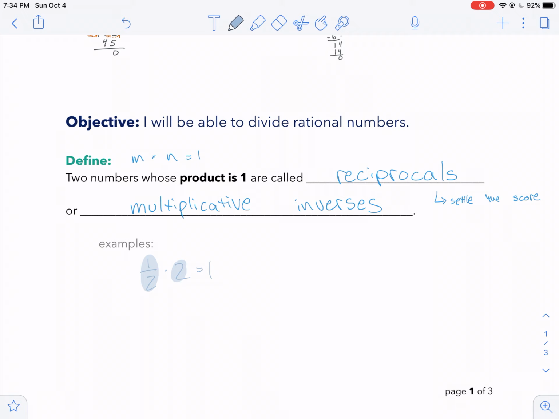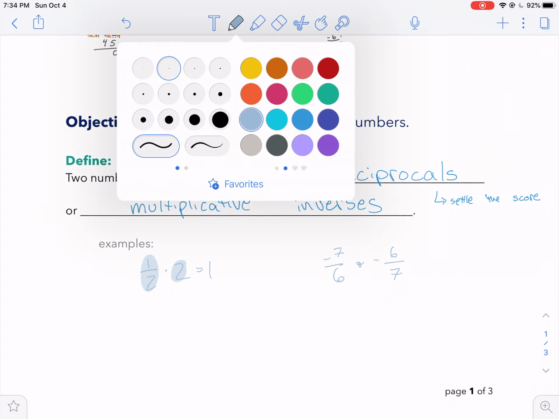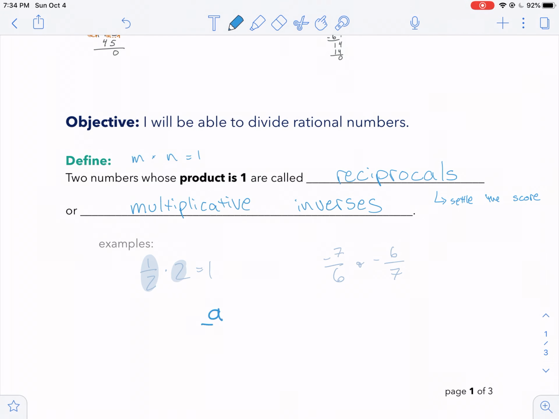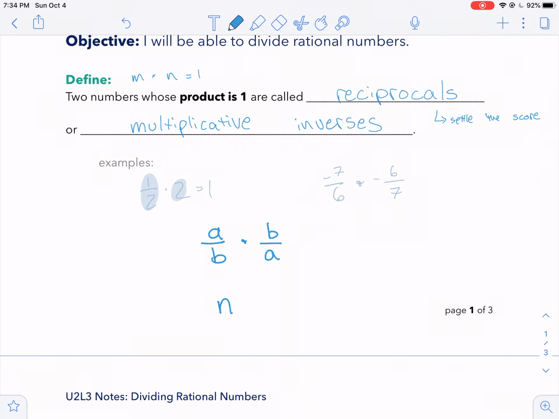Right? Or if you have like -7/6 and -6/7, those are going to multiply to 1 because they're like each other flipped around, and they'll cancel each other out. Okay. Reciprocals, you guys, are any numbers that look like a over b and b over a. Basically, how do you find a reciprocal? You flip it. If you have a number that just looks like n, for example, its reciprocal is 1 over n. So think of numbers like this when you think of reciprocals. You just flip it upside down.